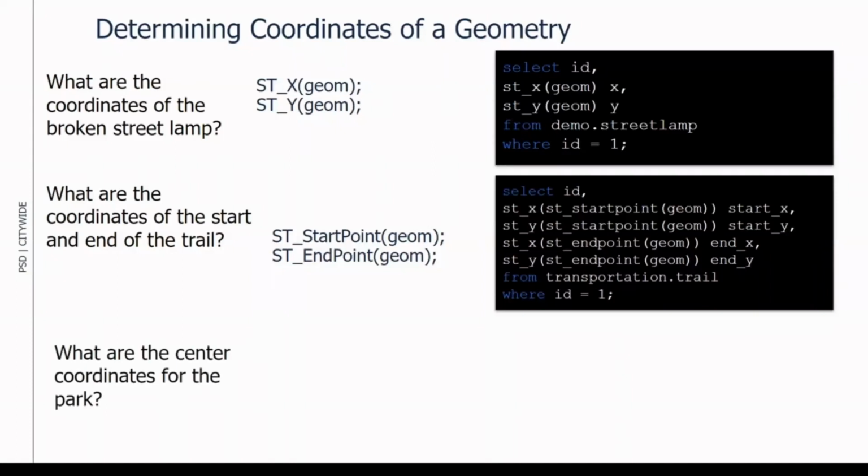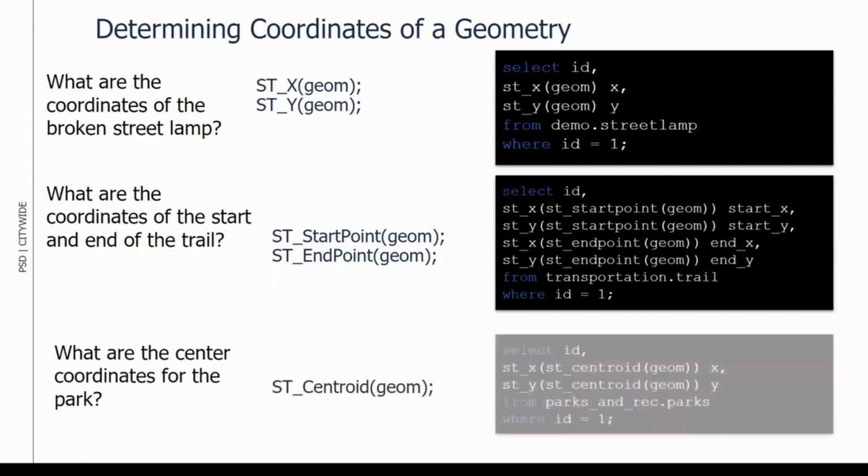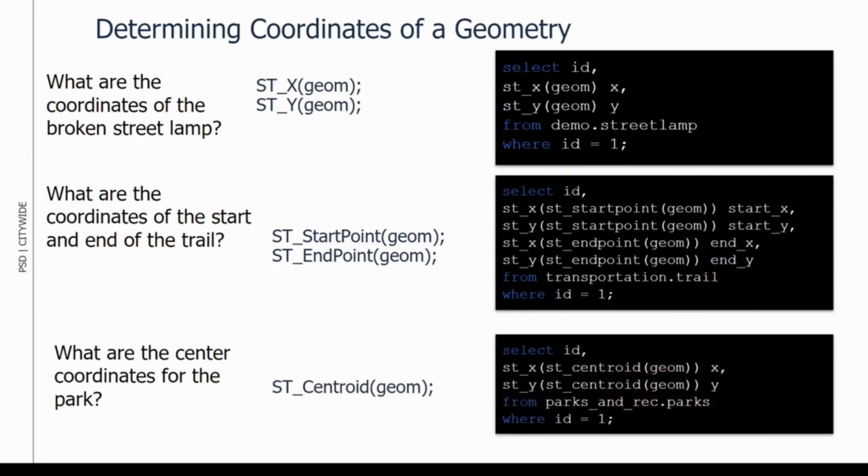And you can also get the coordinates of a centroid. So you can ask questions like, what are the center coordinates for the park? And you can use a function called ST_Centroid that takes the geometry, and you can use ST_X along with ST_Centroid, put the geometry in there, and you'll get the x and the y coordinates for the centroid of the park.